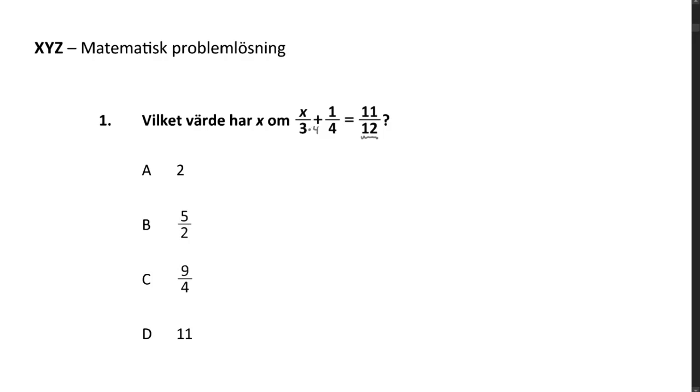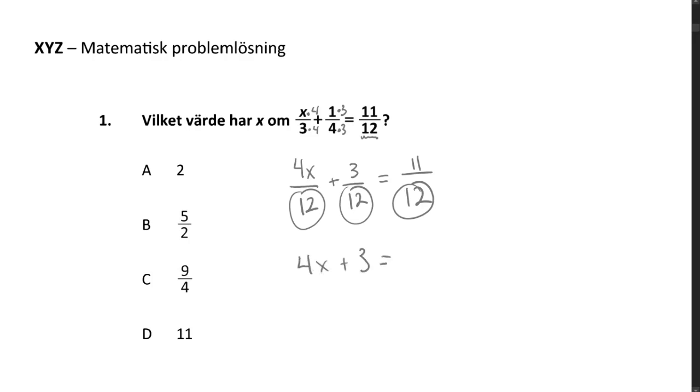But what I do to the bottom, I must do to the top. So I multiply that by 4. This new fraction is now 4x over 3. The next fraction is 1/4. If I multiply this by 3, and I multiply that by 3, we will have 3 over 12, and 11 over 12. Since we all have the same denominators, we can just focus on the top part now. So if we look at 4x plus 3 equals 11.